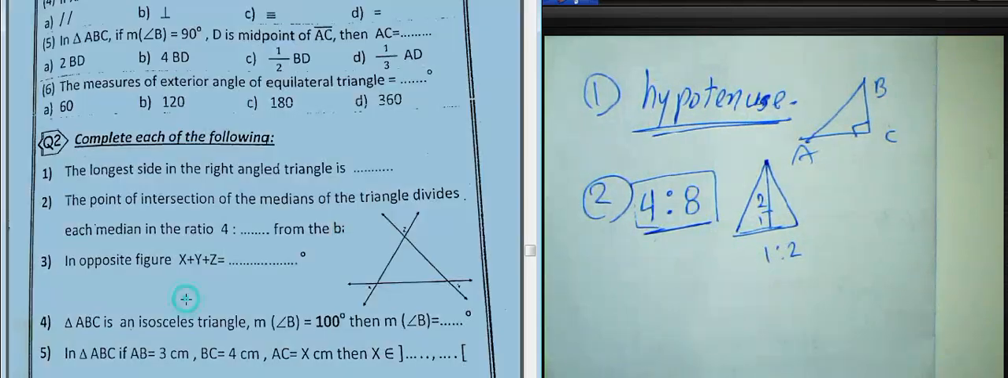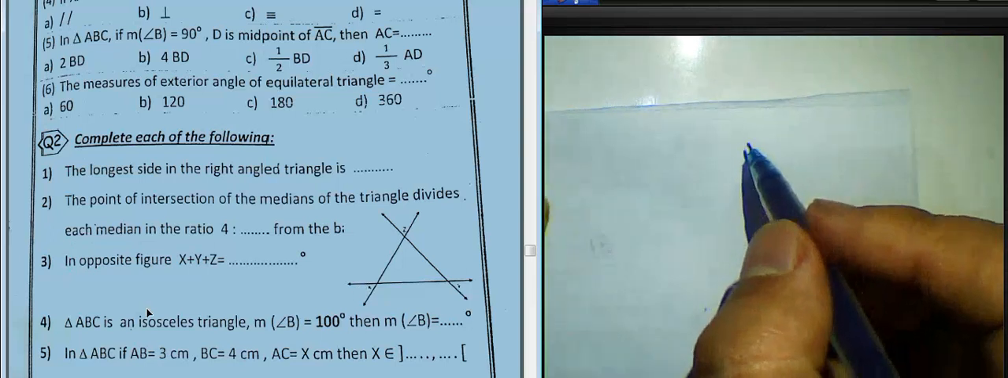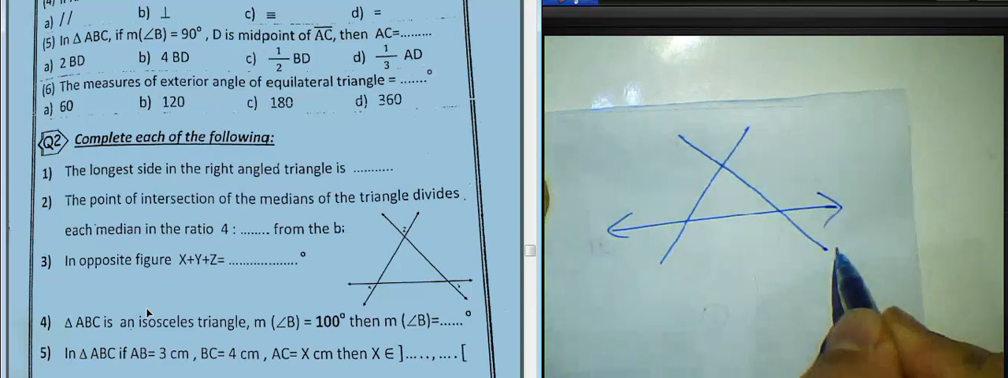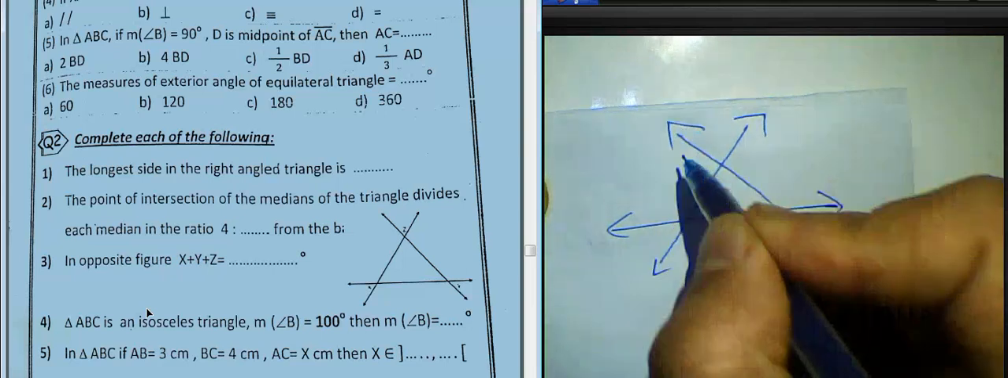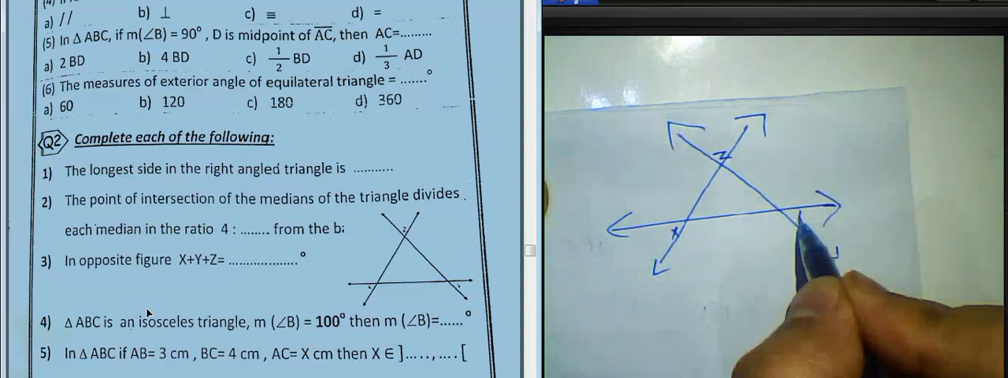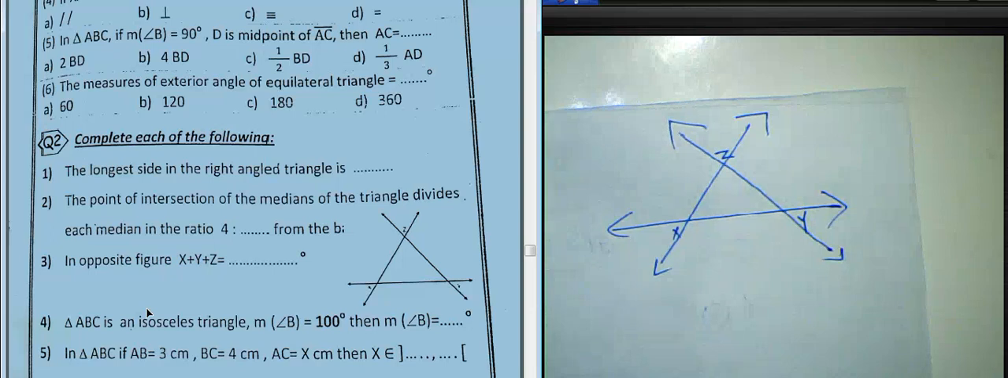Look at question number 3. In the opposite figure, x plus y plus z equals how many degrees? I will draw it again here. We have 3 straight lines intersecting. Look here, it was z, and here x and y. It's not clear, so I will draw it again.